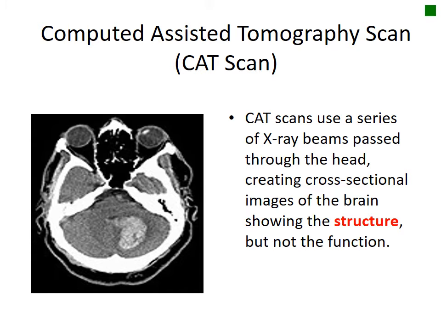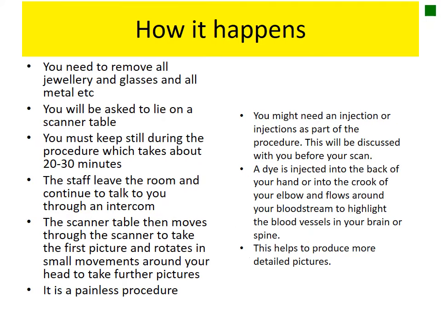Okay, the first one we're going to look at here is a CAT scan, which is a computed assisted tomography scan. Now, a CAT scan basically uses a series of X-ray beams that pass through the head, creating a cross-sectional image of the brain, which shows the structure of the brain but not the function, and that bit is really key.